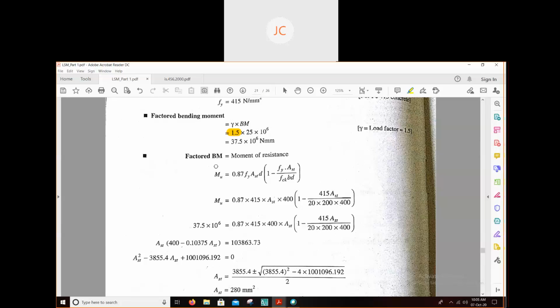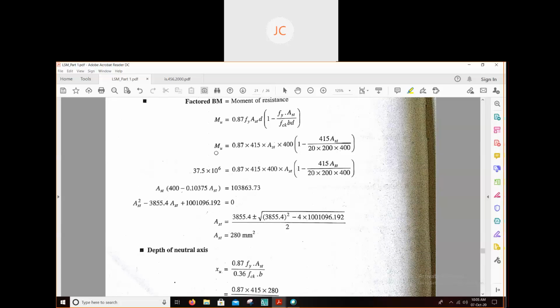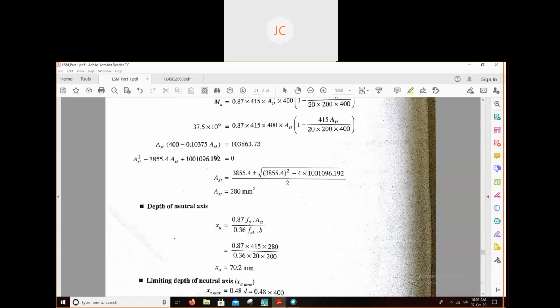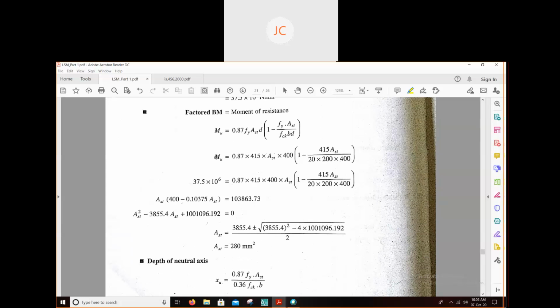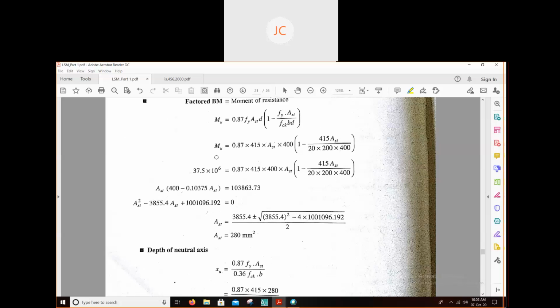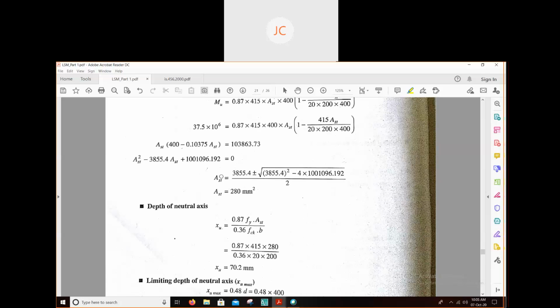Okay, so after getting the value of AST, we will find out the depth of neutral axis. All of you know the formula of depth of neutral axis. This is the formula. Then after that, we will find out the limiting depth.